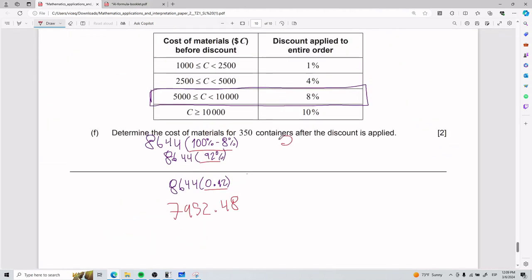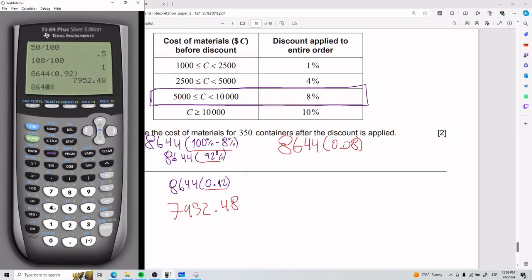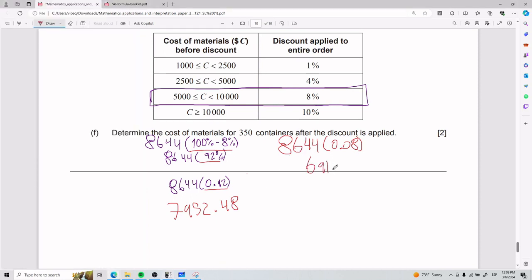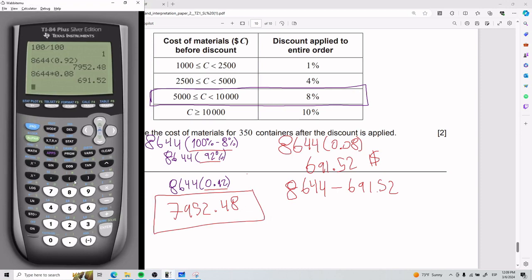So what you can do is first find the amount of discount that you get. So for example, if I do 8644 and I multiply it by 0.08, which is 8%, what is this number? This number is the amount of discount I am getting. It's not the total cost of materials, it's the amount of discount. So I will get discounted $691.52 with this discount. And so you can take your original amount, 8644, subtract 691.52, and end up with, lo and behold, 7,952.48. Don't trust me? It's about time you did. This minus this gives you the same number. See? So those are two different ways to do it.